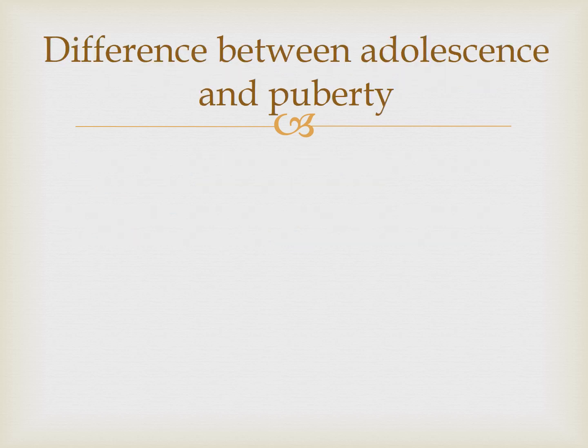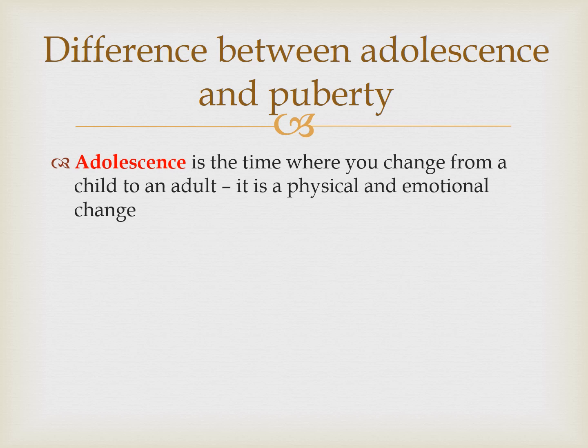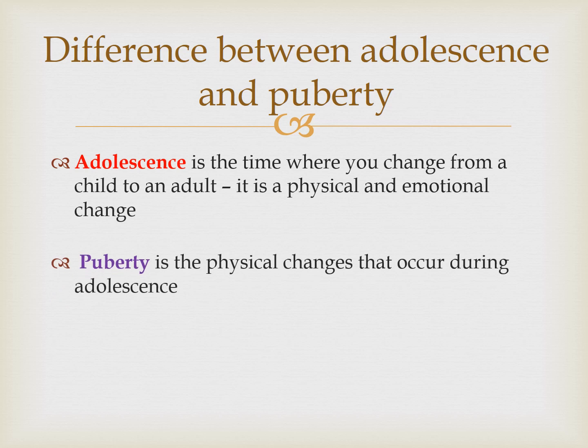Okay, what adolescence is. So adolescence is the time where you change from a child to an adult. So it's a physical and an emotional change. So we're going to talk about the physical and the emotional changes that occur during adolescence. Okay, and puberty is just the physical changes that occur during adolescence. So right there, you've got your first key big difference, the difference between adolescence and puberty. So adolescence is the time where you change from a child to an adult, the physical and emotional change, and puberty is just the physical change that occurs during adolescence.